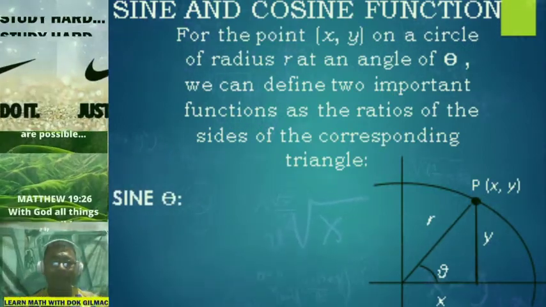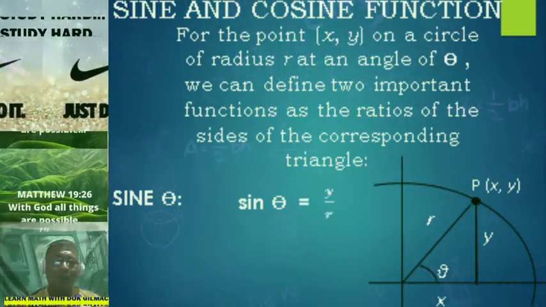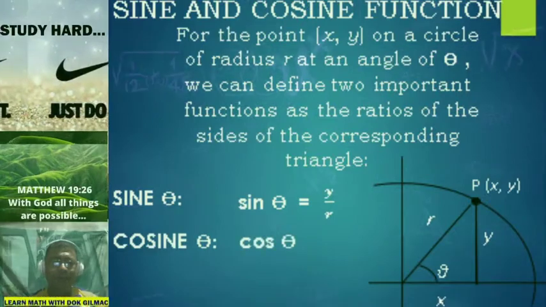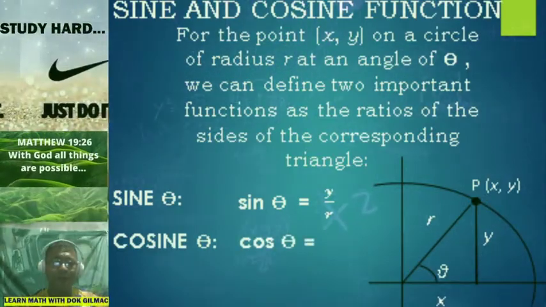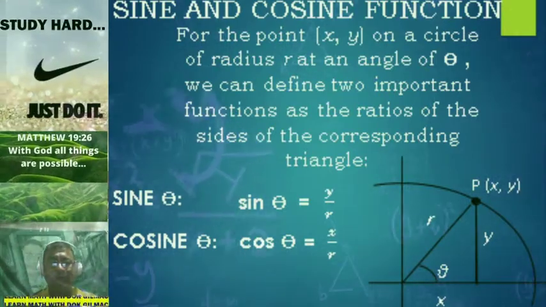For sine theta, we simply have sine theta is equal to y over r, and cosine theta is simply equal to x over r. So take note of that.